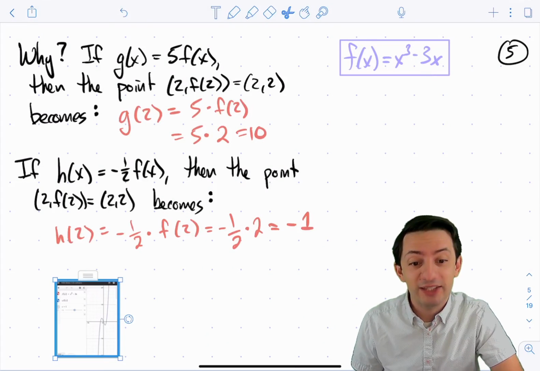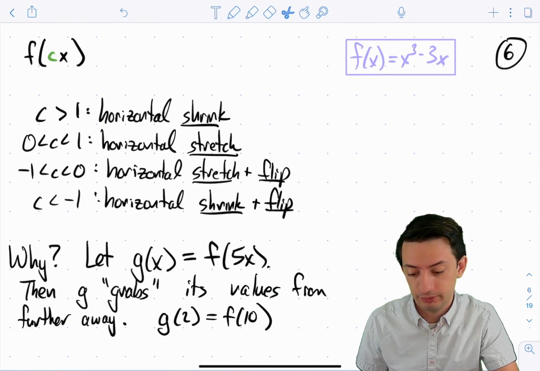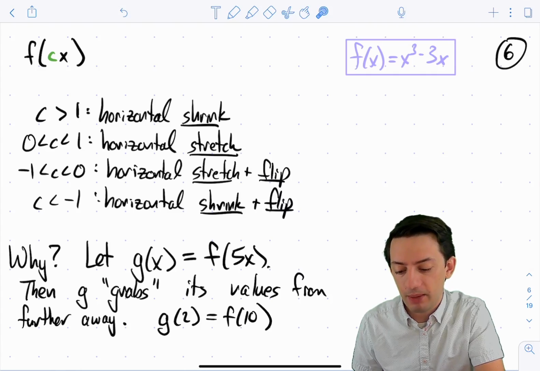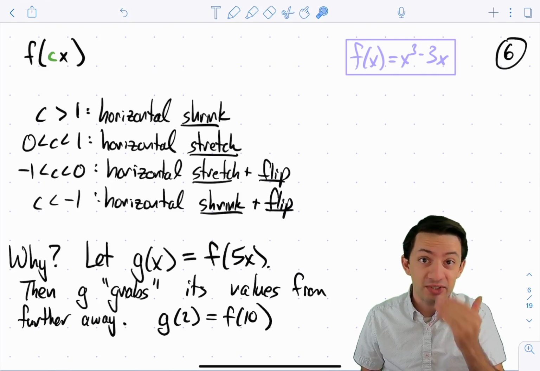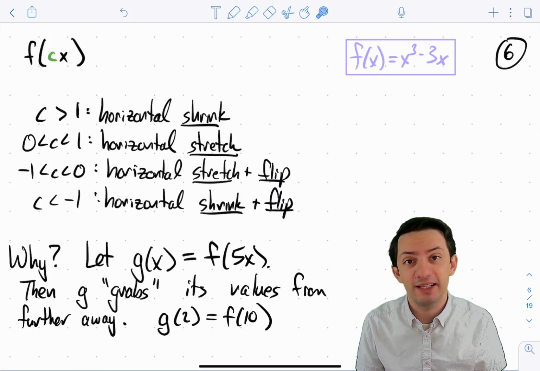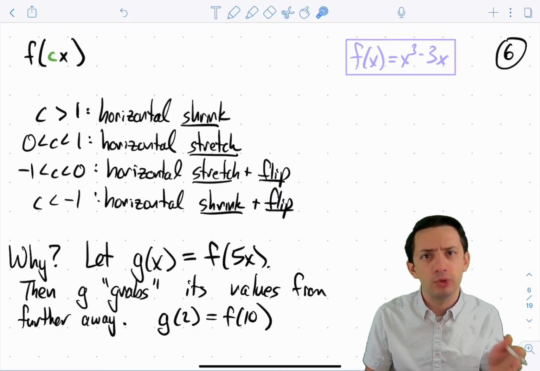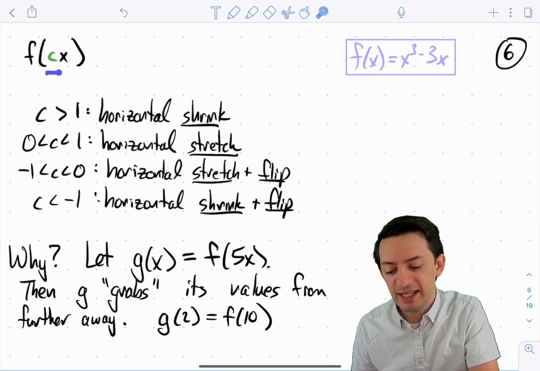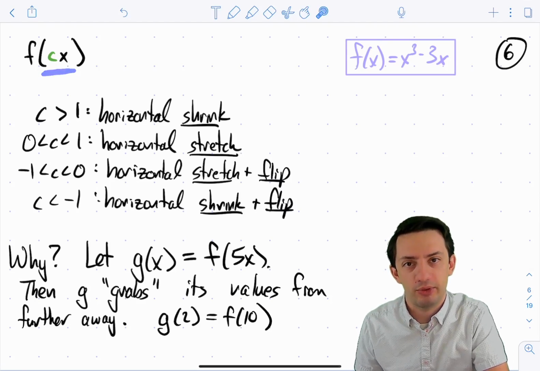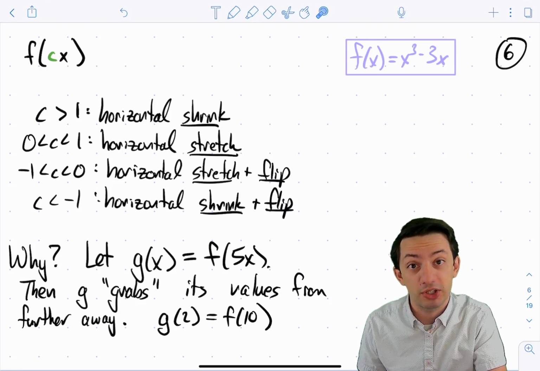We're on to our last one of the 4. And this is when you multiply by a c inside. Now, just like in the second example, where adding a c inside did kind of a backward thing, adding moved you to the left, and subtracting moved you to the right. This, again, is an inside thing, and so it's going to seem backwards. But it will have the same kind of logic as before.